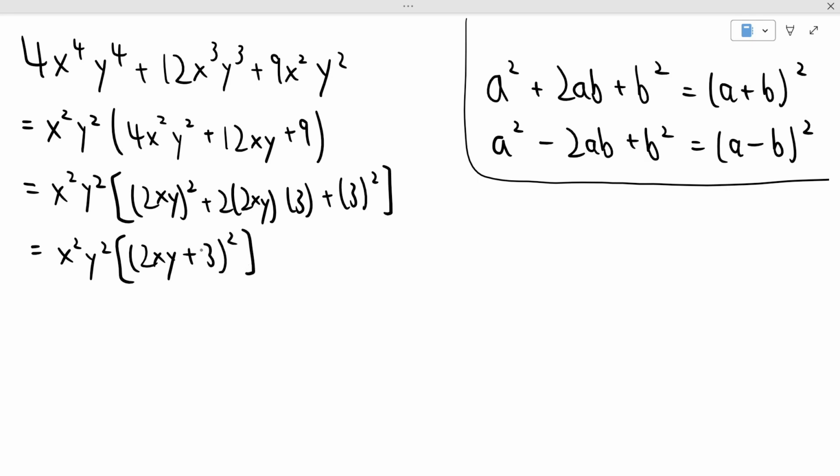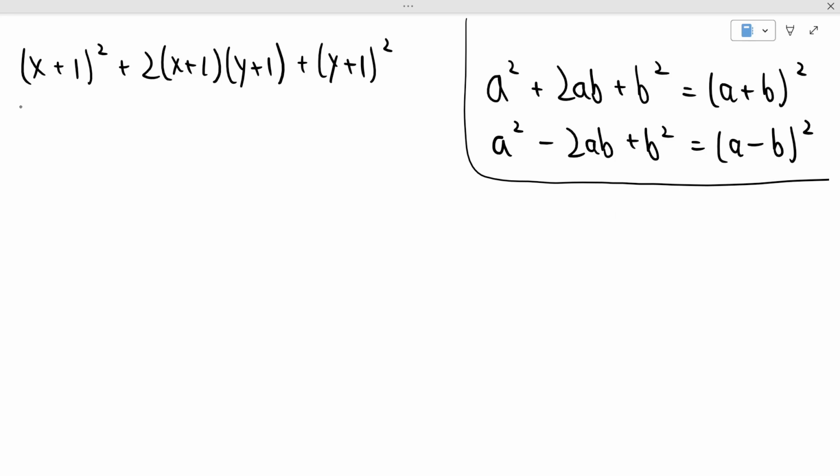And if we rewrite the expression by getting rid of the outer parentheses, the entire expression is just x squared y squared times 2xy plus 3 all squared. And this is our final answer. Let's look at this example.